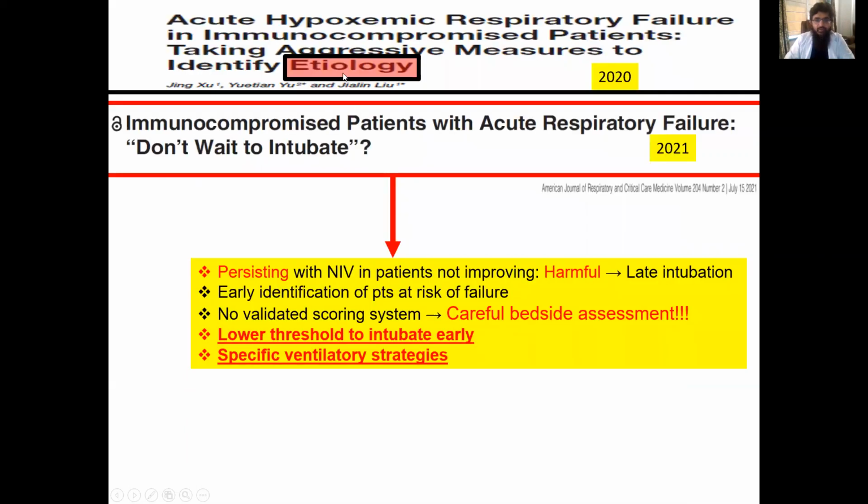Take-home points are: focus on the etiology, don't persist with NIV in patients who are not improving, and look for patients at risk of NIV failure and go for early intubation in such patients. There's no guiding scoring system. Be careful at the bedside, do bedside monitoring carefully, and be careful about the specific ventilation.